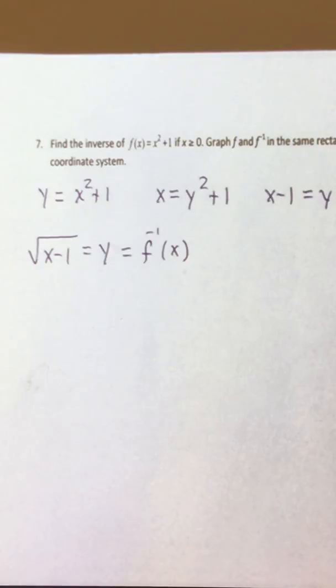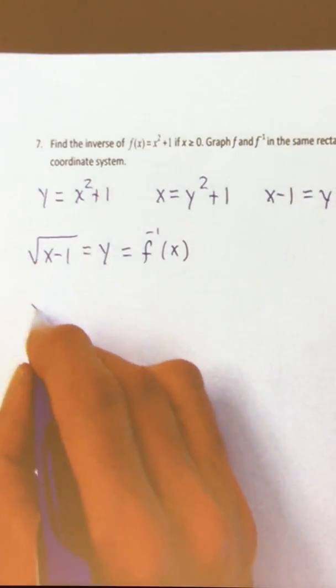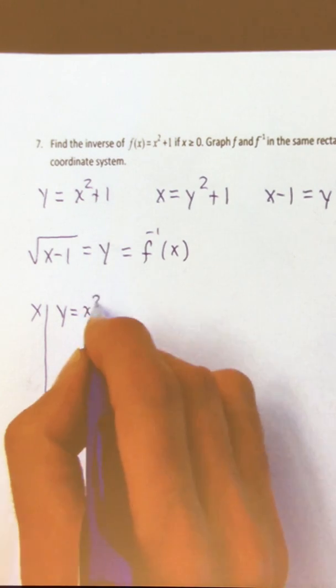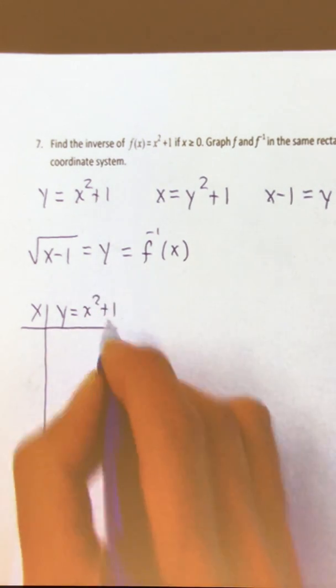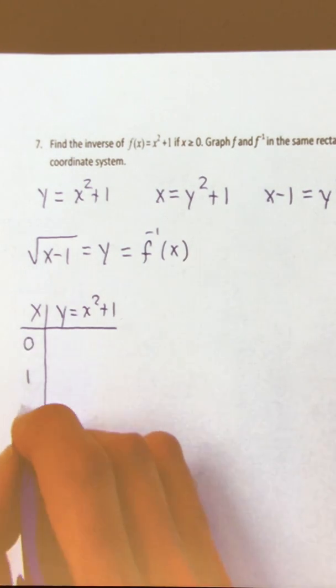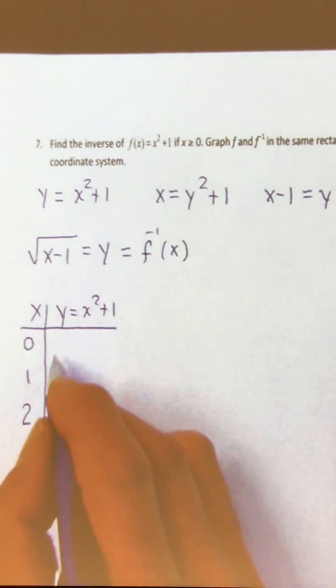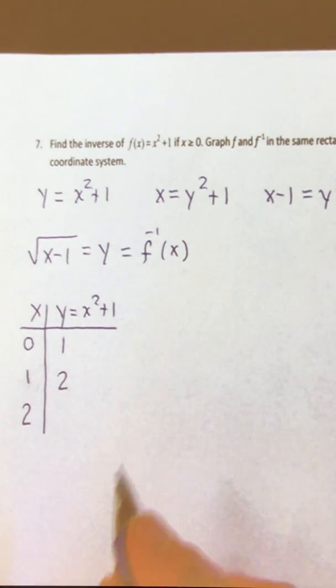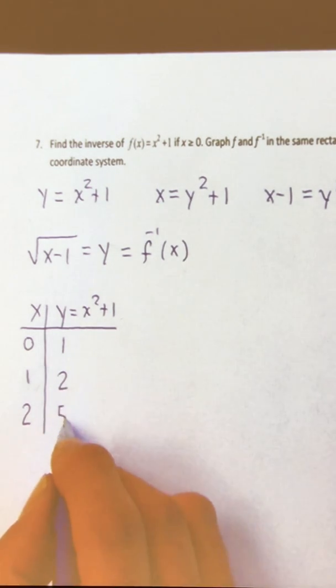We need to graph both. Why don't we make a table of values for x and y? So here's the original function y. Now x must be greater than or equal to 0. So let's choose 0, 1, and 2. 0 gives 1, and 1 gives 2, and substituting in 2 will give us 5.